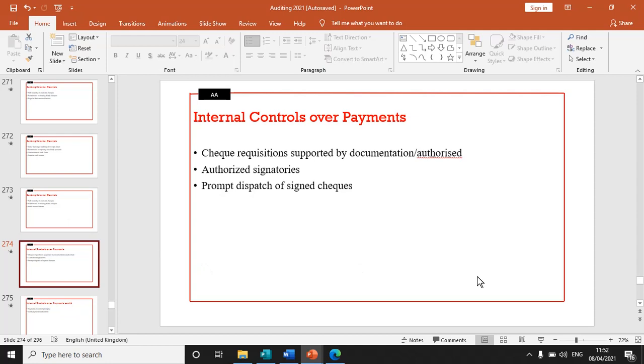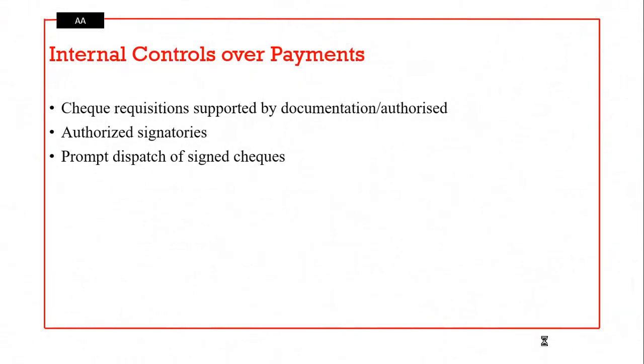Let us also look at the issue of check requisitions. Under check requisitions, we are saying certain times when payments are made without supporting documentation, there must be somebody to authorize that. All right. There is what we also call authorized signatories. All checks must be duly signed by authorized signatories. And then there is also prompt dispatch of signed checks. Now, this is very important so that by the time the check clears, there's sufficient funds in our bank account.